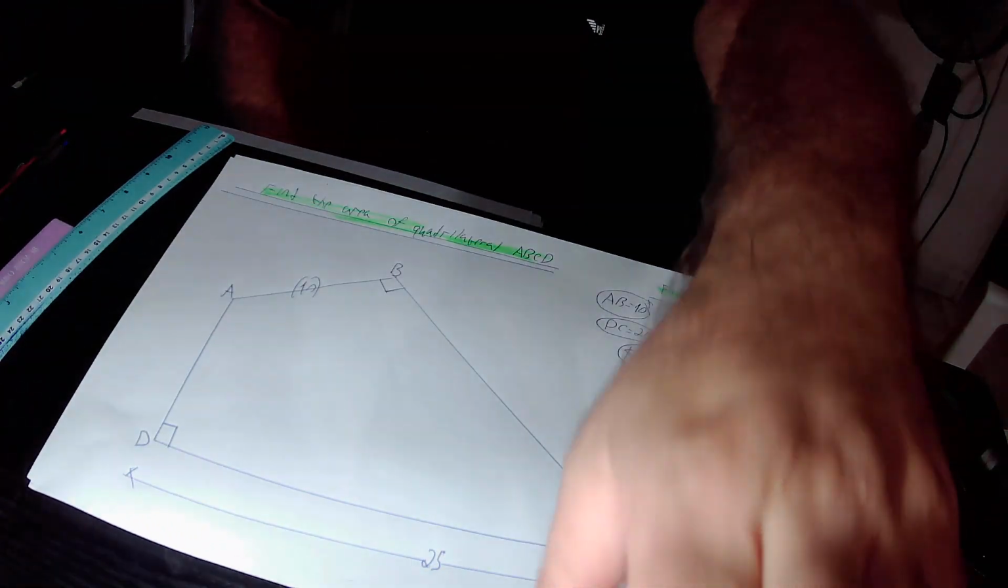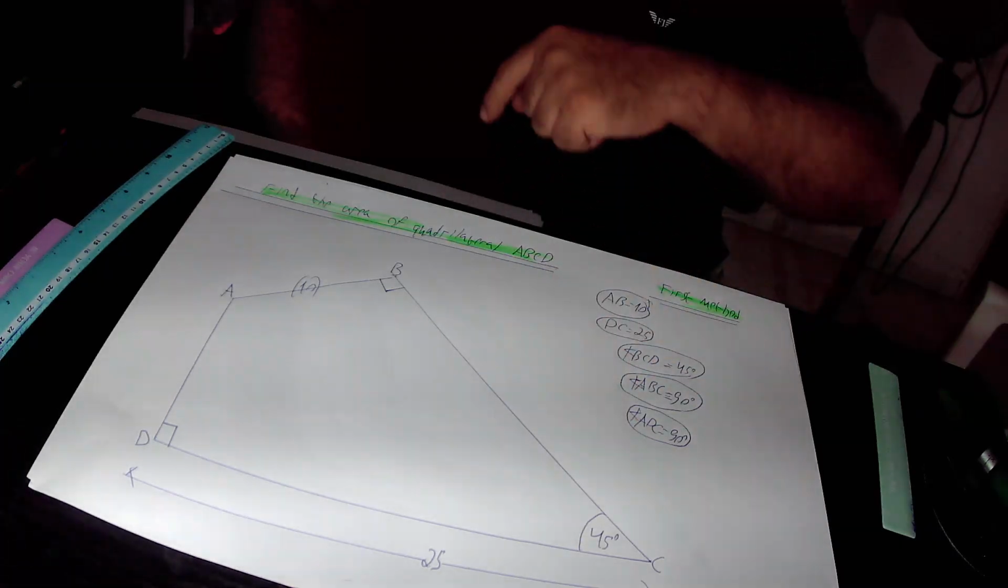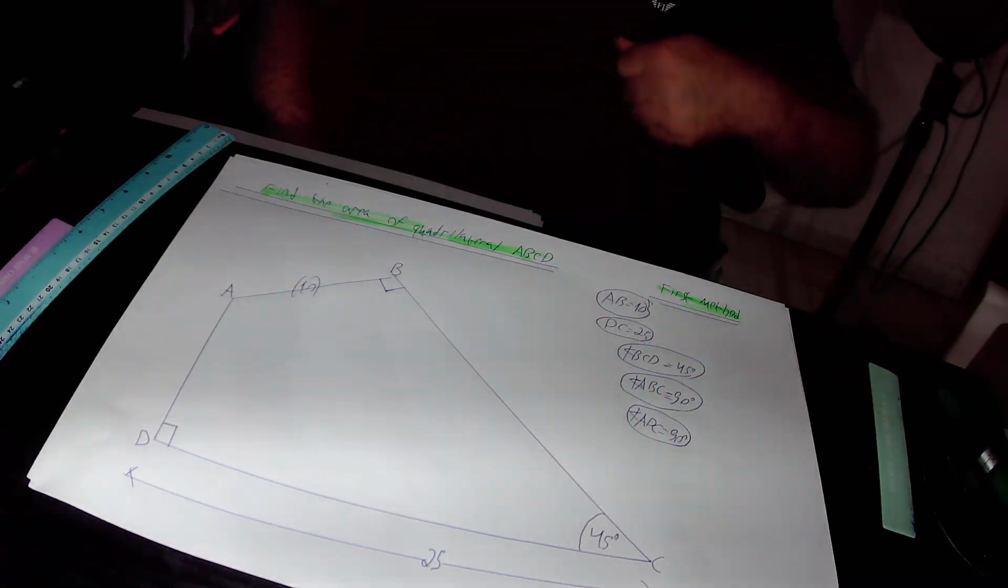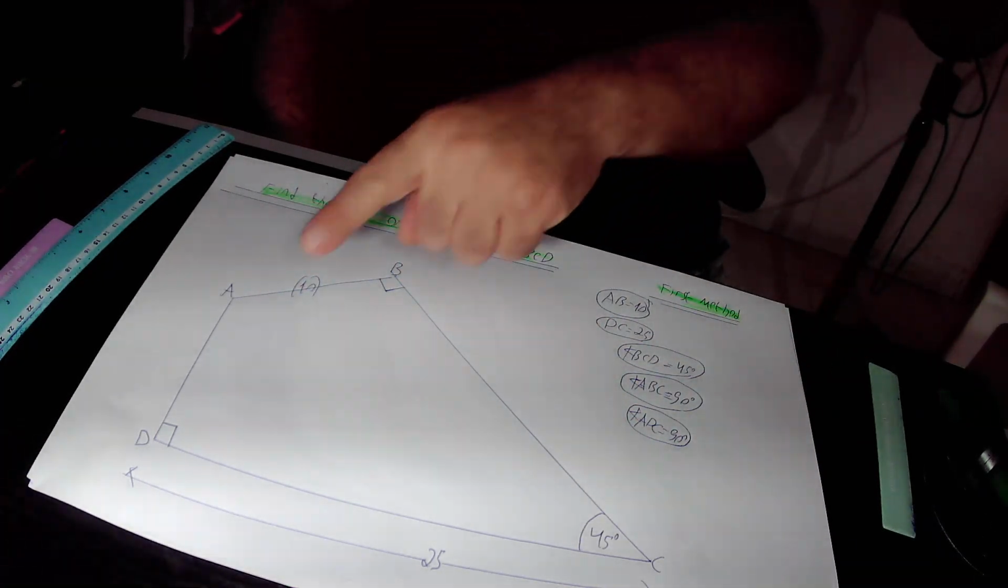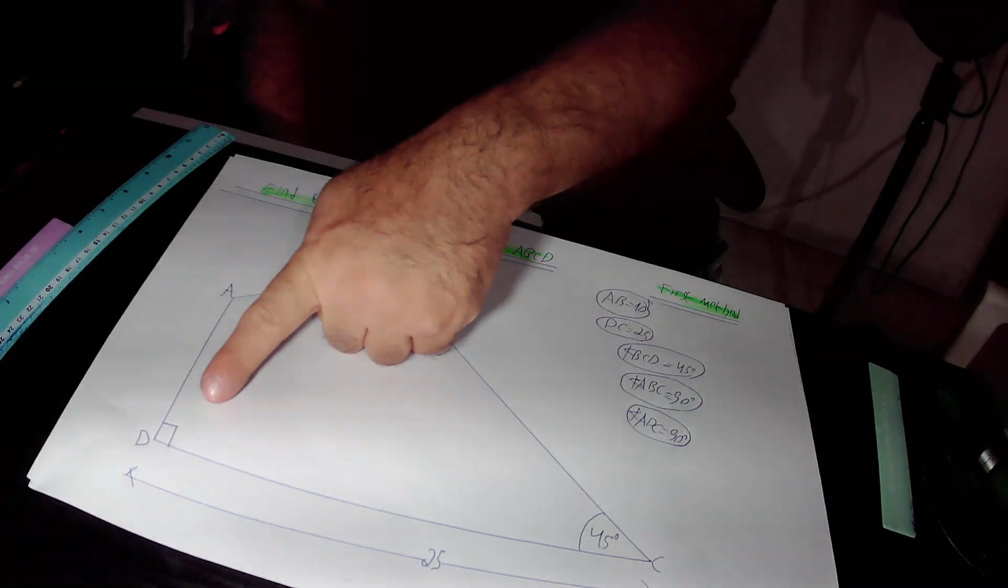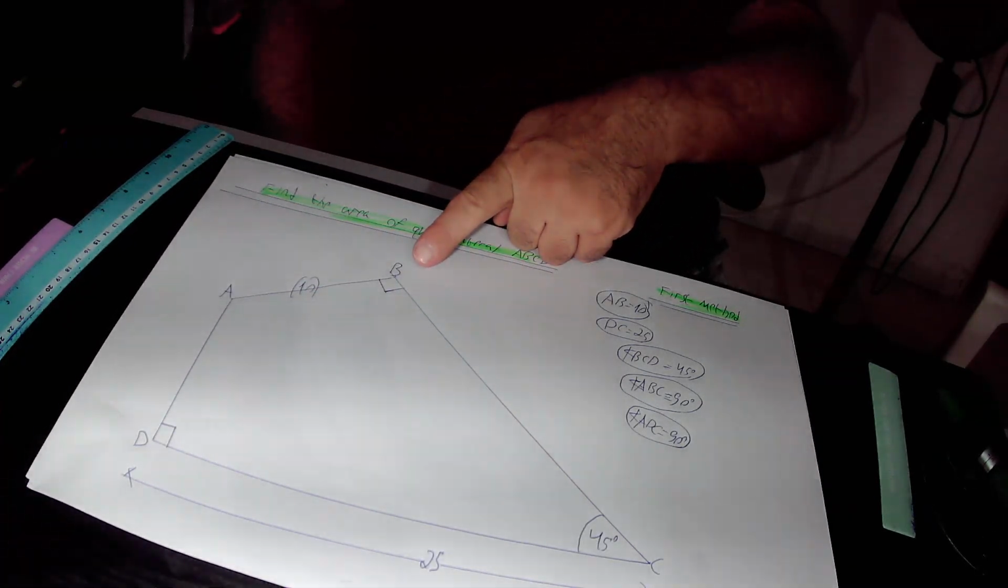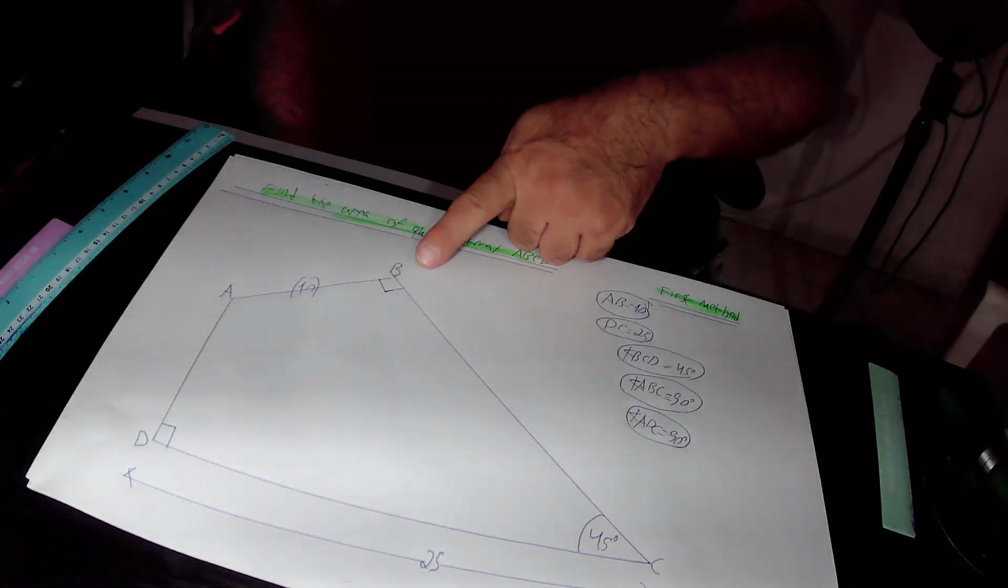And now in this lecture we'll find out the area of quadrilateral ABCD using two different methods. In the drawing we have quadrilateral ABCD. This is angle ADC, this is the right angle. This is angle ABC, this is also a right angle.